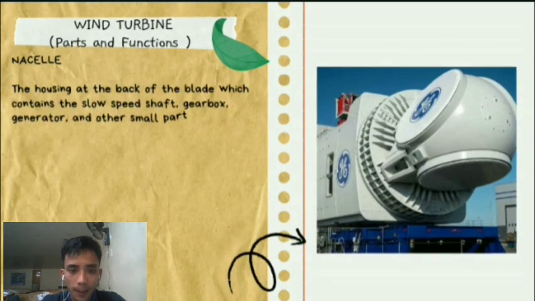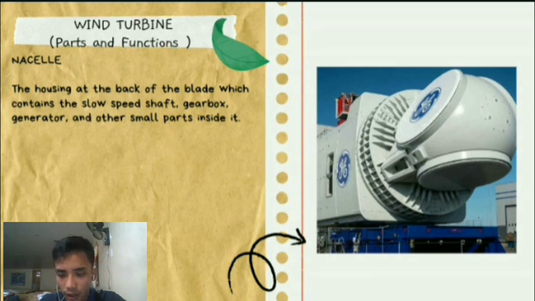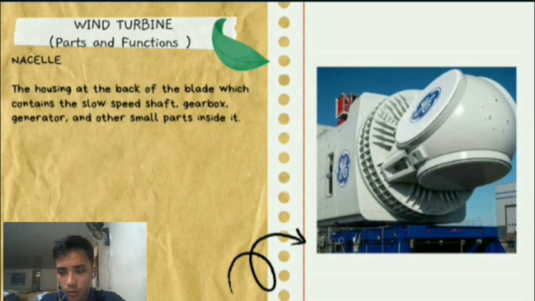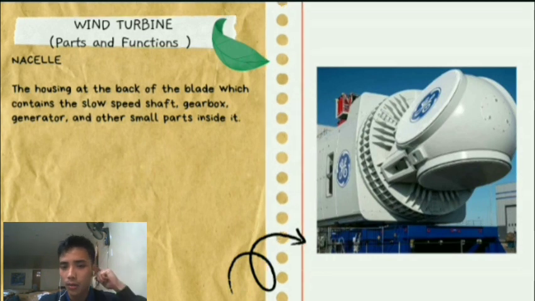So, next slide po natin is yung tinatawag na nacelle. So, ano po ba yung nacelle? Sabi po dito, nacelle, the housing at the back of the blade, which contains the slow speed shaft, gearbox, generator, and other small parts inside it. So, yan po yung definition ng nacelle, pero ipaliwanag po natin ano po ba yung nacelle or ano po ba yung function ng nacelle na tinatawag natin.